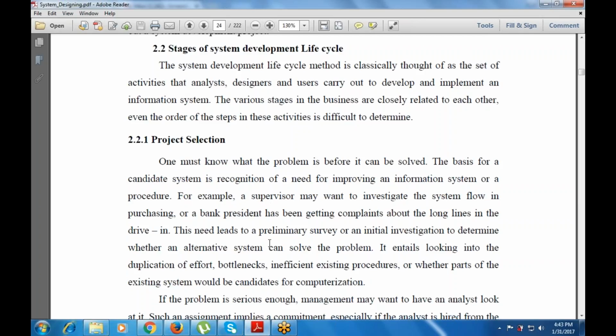The basis for the candidate system is the recognition of the need for improving the information system that is available. Whatever the data, whatever the scenario that is used for the computerization, the existing procedure and existing system will be used as a candidate for the computerization.